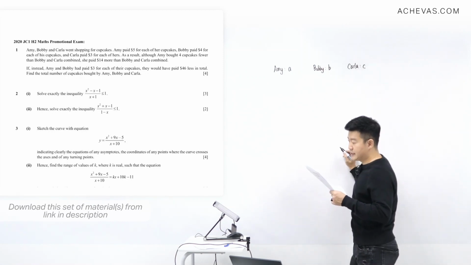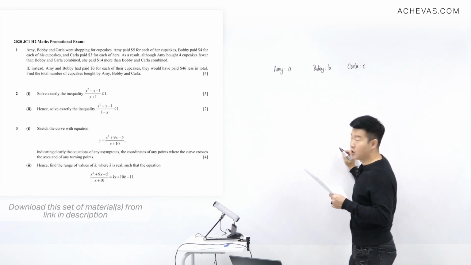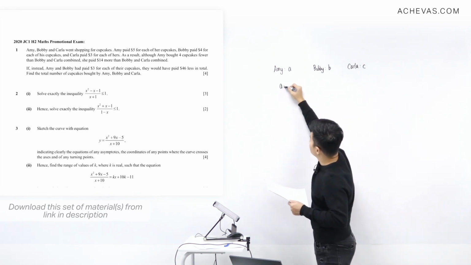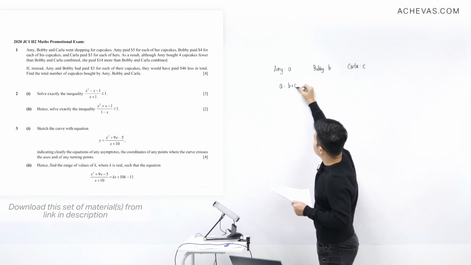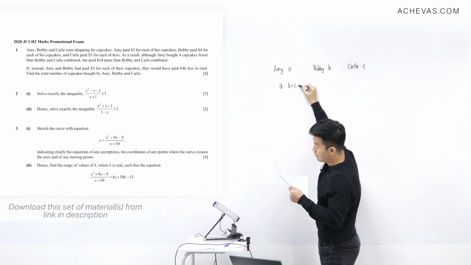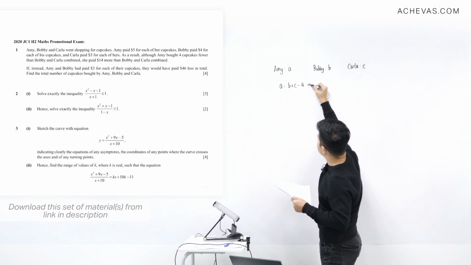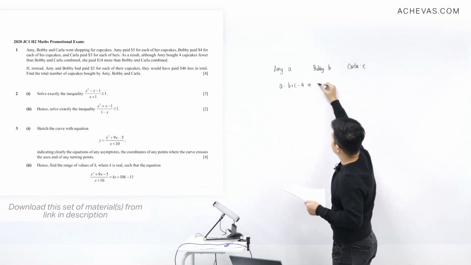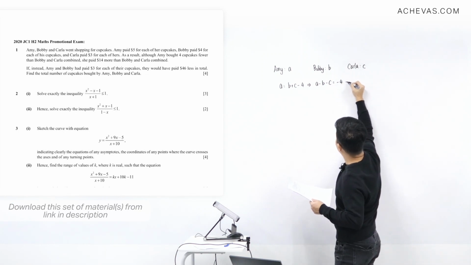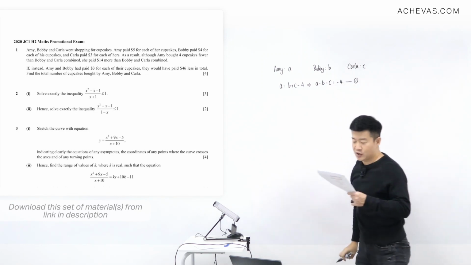And the question says that Amy bought 4 cupcakes fewer than Bobby and Carla combined. So A is going to be equal to B plus C. It is going to be 4 fewer, so minus 4. This gives me my first equation, which is going to be A minus B minus C equals -4. This will be my first equation.